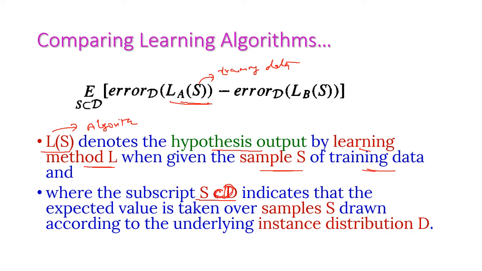S belongs to D, which indicates that the expected value is taken over samples S drawn according to the underlying instance distribution D. So the sample S is taken from the entire population. The entire population is D and the sample is S, so S is obviously a subset of D.